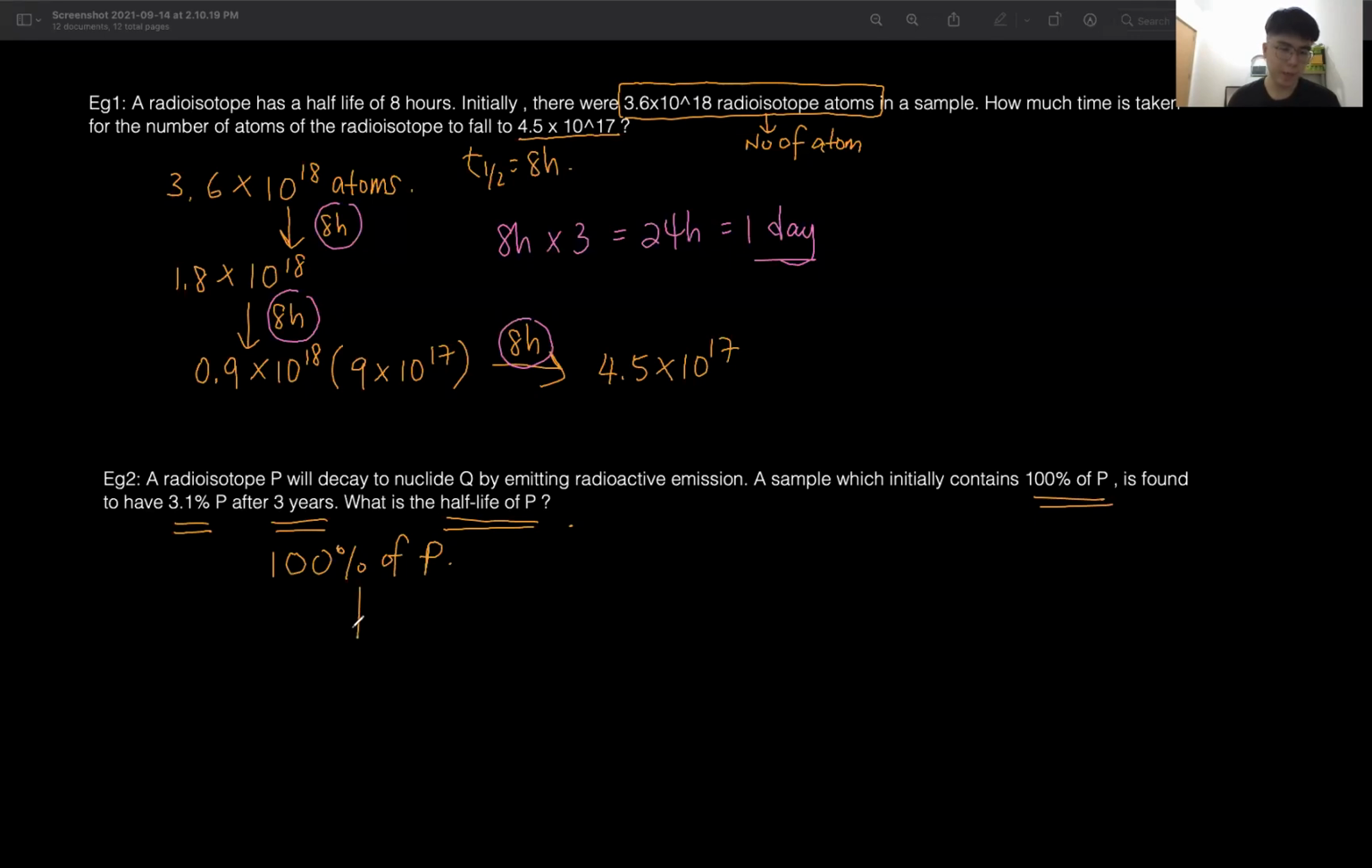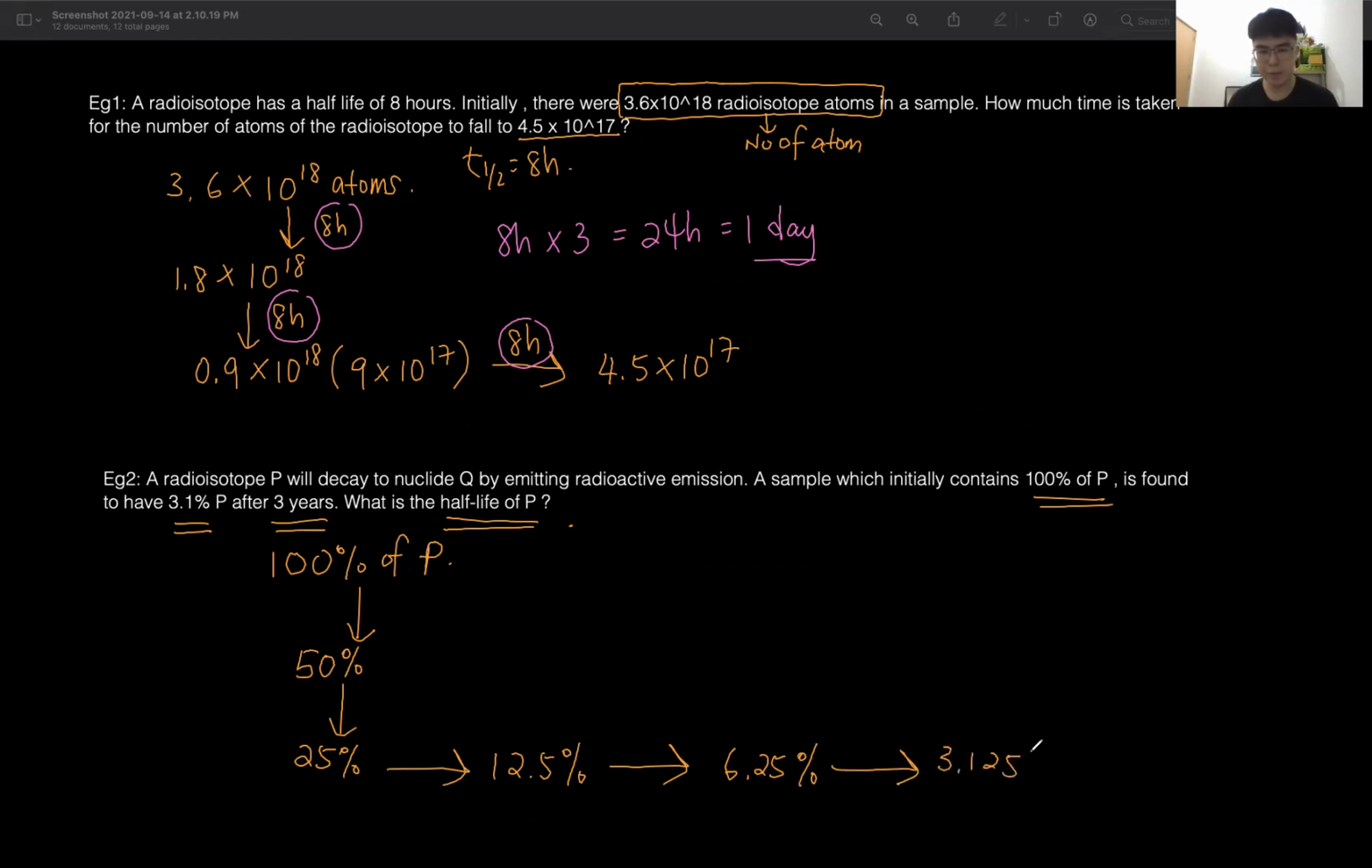Okay, one half-life, it goes to 50%. Another half-life, it goes to 25%. Another one, 12.5%. Again, 6.25%. One more time, 3.125%. Do we stop here? Yes, 3.1%.